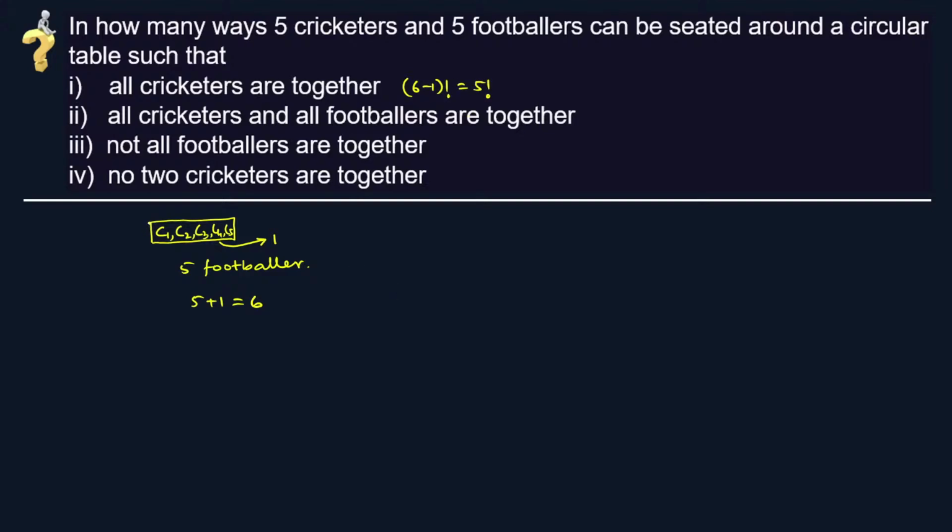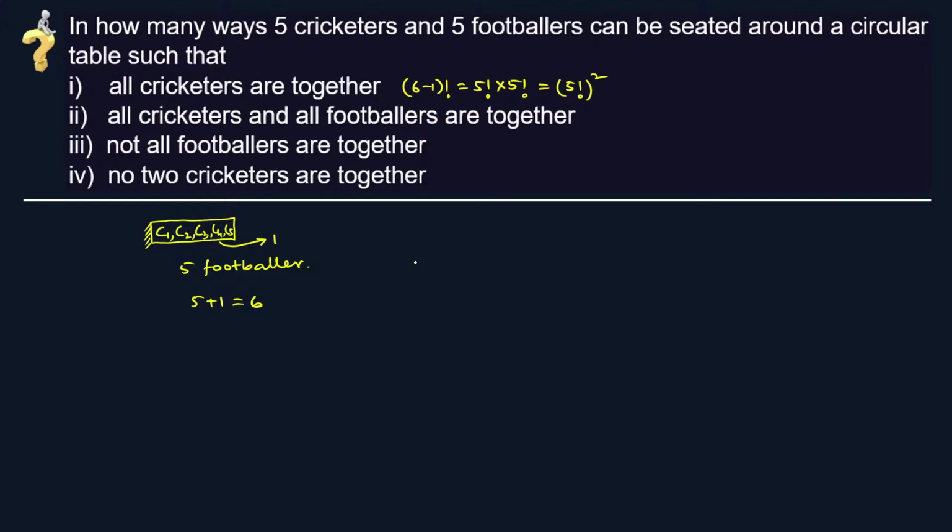Now, as these 5 cricketers are sitting together, they can arrange among themselves in factorial 5 different ways. So the total number of ways in which all cricketers will be together is factorial 5 into factorial 5, which gives us factorial 5 whole square, right? Now, let us see the second question.